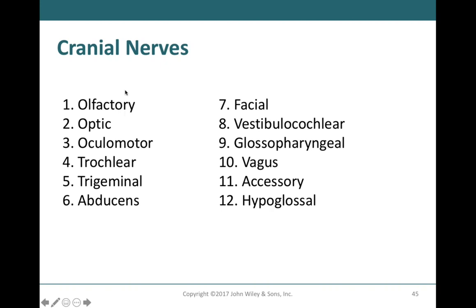So in order, we have the olfactory, the optic, the oculomotor, the trochlear, the trigeminal, and the abducens nerve for our first 6. Then we'll have the facial nerve, the vestibulocochlear nerve, the glossopharyngeal nerve, the vagus nerve, the accessory nerve, and the hypoglossal nerve.